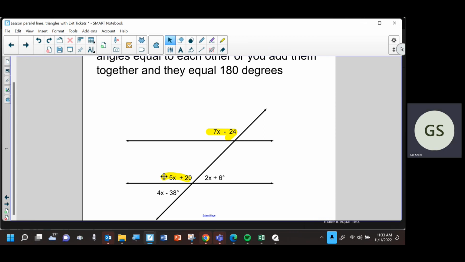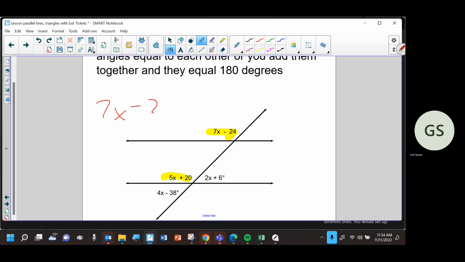If you forget your definitions and which ones are which, just look at them. If it's an easy figure like this, where every angle is either fat or skinny, set the fat angles equal to the fat angles. Set the skinny angles equal to the skinny angles. If one's fat and one's skinny and that's all you got, then add them together and they better equal 180. So I'll show you two different ones you would set up. So 7x equals, it's driving me crazy.